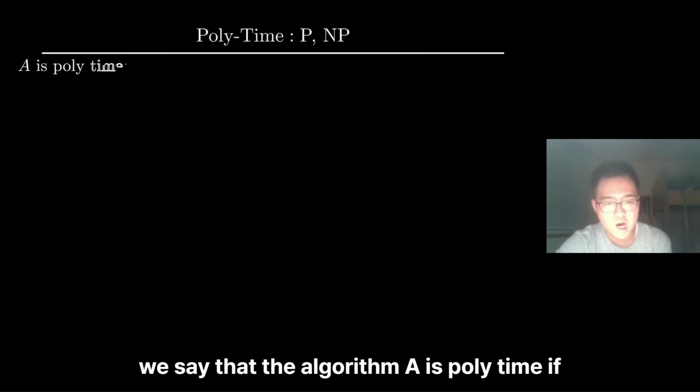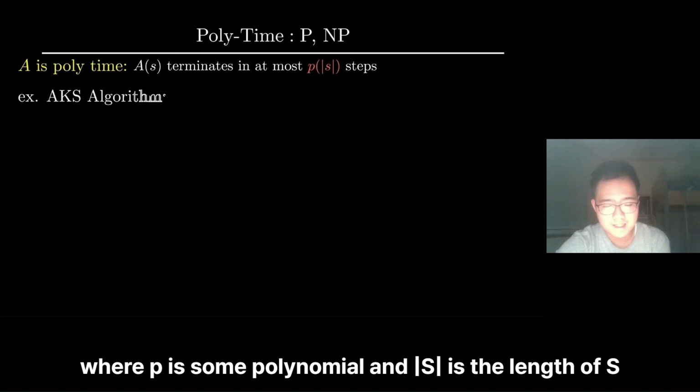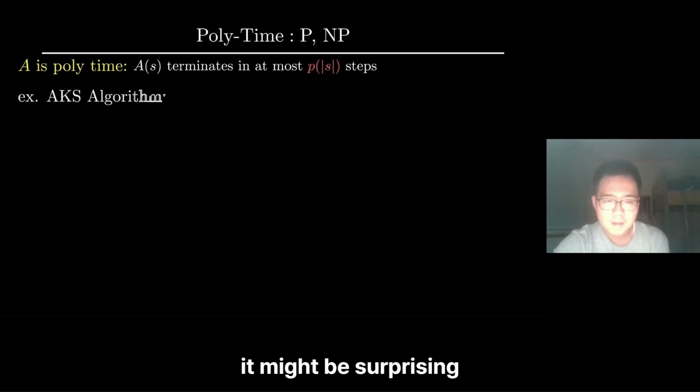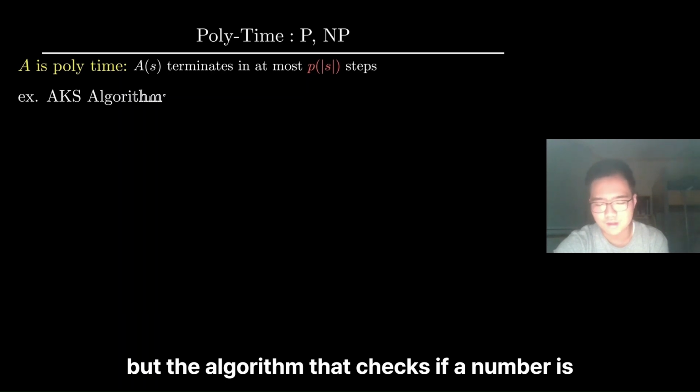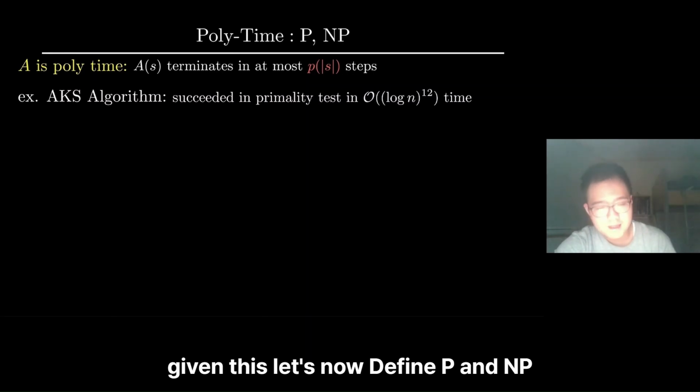We say that the algorithm A is polytime if for every string S, A(S) terminates in at most p(|S|) steps, where p is some polynomial and |S| is the length of S. For example, it might be surprising, but the algorithm that checks if a number is prime is polytime through the AKS algorithm. Given this, let's now define P and NP.